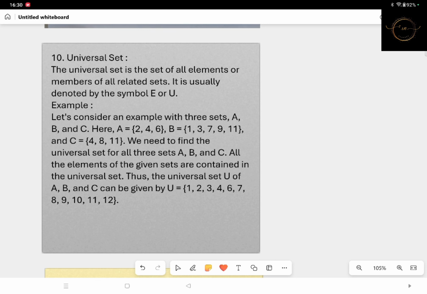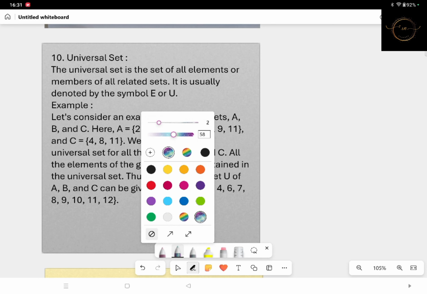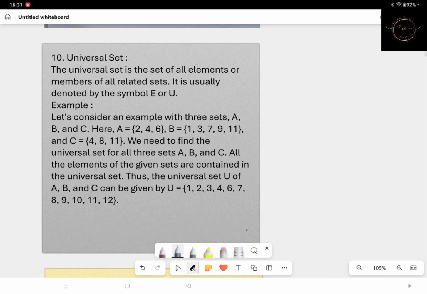Coming to the next part, that is the universal set. From the name you can understand it's all about the universe. The universe consists of all the things of the universe. Galaxies and planets and all are a part of the universe, so obviously it's an entire thing. So the universal set is the set of all elements or members of all related sets. It is represented as E or U. That means it is such a set which will contain the elements of all the sets which are related to that set. Let's come to an example, then you can understand.